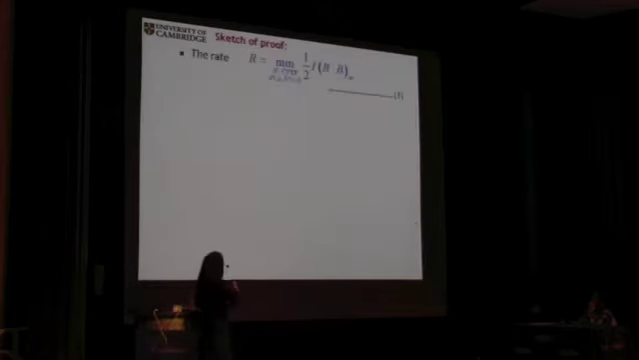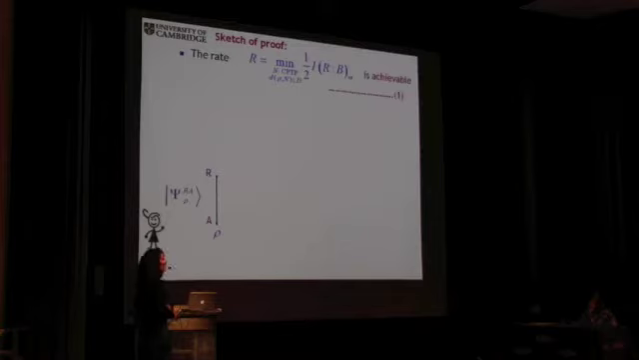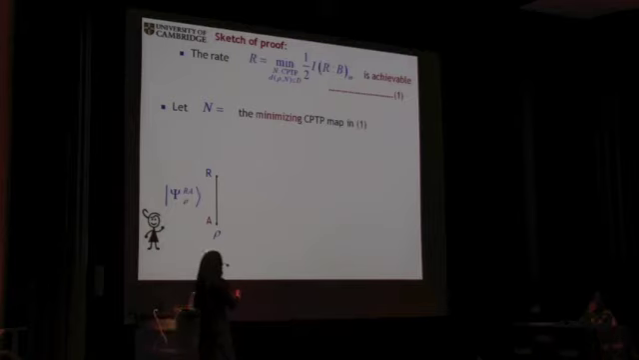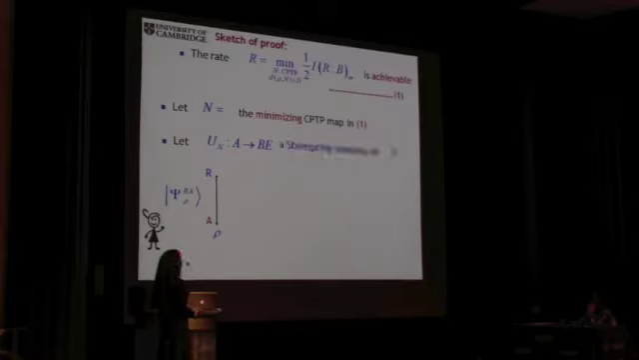So we want to prove that that rate is an achievable rate. One way to prove it is as follows. So here is Alice. She has a source, and this is a purification of the source. R is an inaccessible reference. Now let N be the minimizing completely positive trace preserving map of this above expression. And let UN, which takes the source A to systems B and E, be a Stinespring isometry of N.